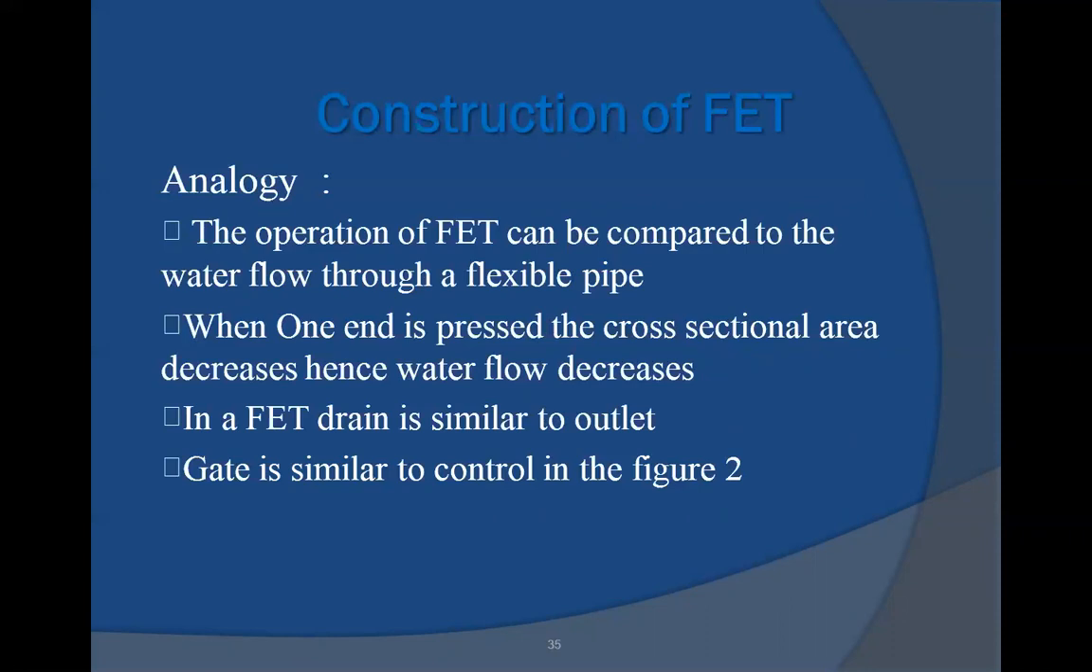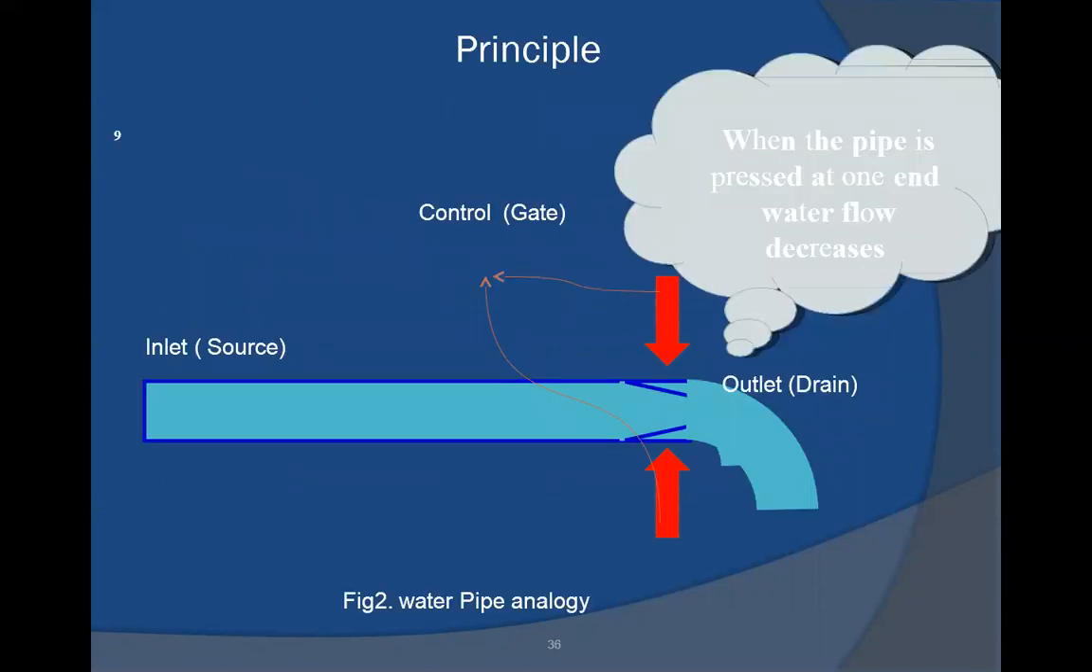So an analogy of FET is given here. The operation of FET can be compared to water flow through a flexible pipe. When one end is pressed, the cross-sectional area decreases, hence the water flow will decrease. Similarly, in the FET, the drain will act as the outlet. The gate will be similar to your control in figure 2. So the outlet will be the drain, the inlet will be the source. The control will be given at the gate terminal.